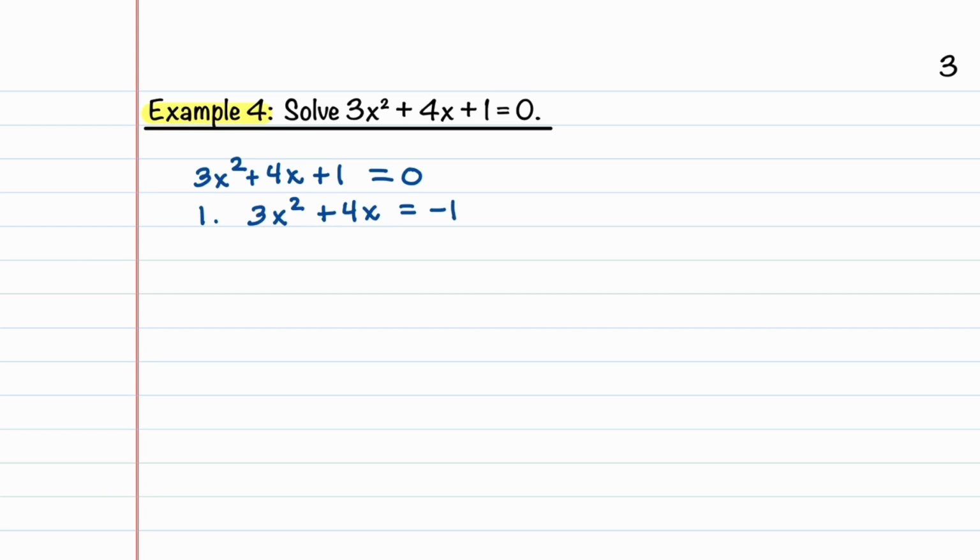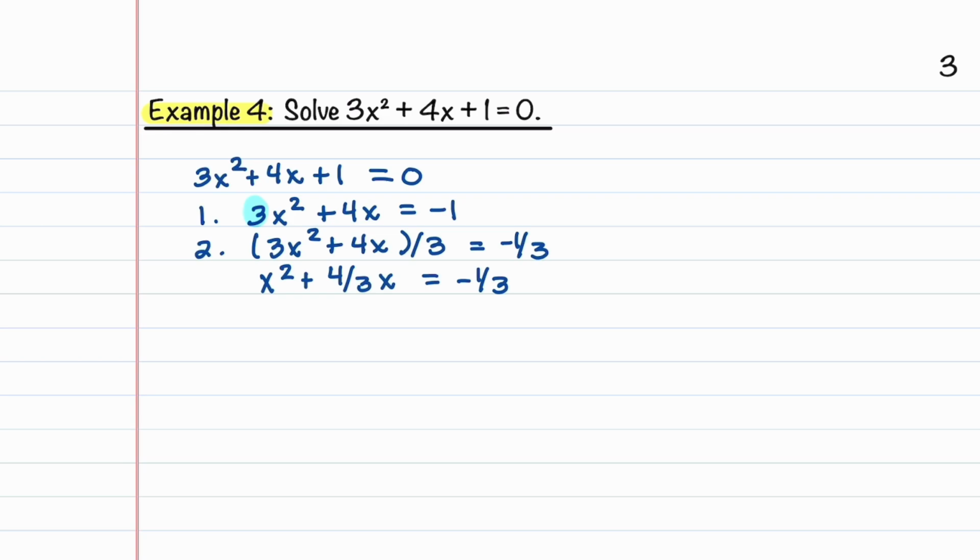Now we're going to divide both sides by our a, and I'm going to highlight what a is. a is 3. We have 3x squared plus 4x divided by 3 is equal to minus 1 over 3. This gives us x squared plus 4 divided by 3 x is equal to minus 1 over 3.